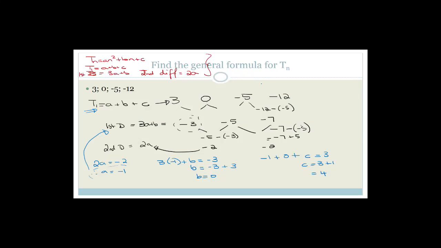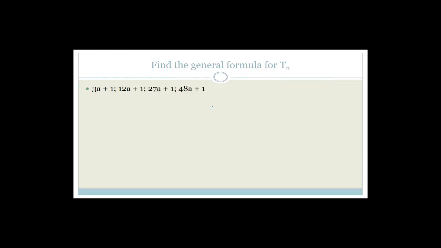So my general formula is going to be tn is equal to a, which is minus 1, minus 1n squared, plus bn, which is 0n, plus c, which is 4. So I would rewrite that to be minus n squared plus 4. And that would be my general formula for tn. Okay, let's try another example.